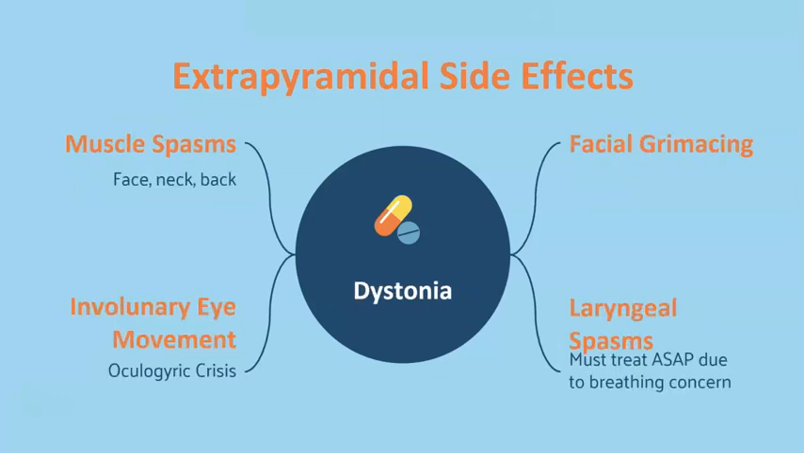Dystonia, I wish y'all could see my face for this, right? Dystonia is muscle spasms, facial grimacing. You see all the muscles in their face, their neck, their back start to tighten. Involuntary eye movement, the oculogyric, I don't even think I'm saying that right. I can't say these words, y'all. Crisis, their eyes just start to look at the ceiling, and their eyes are just fixed at the ceiling and they cannot move them. This is honestly a medical emergency if they get it because of the possibility of laryngeal spasms. We have to treat ASAP due to breathing concerns, and usually treatment's Benadryl. Maybe some Cogentin, which Cogentin is a Parkinson's med.